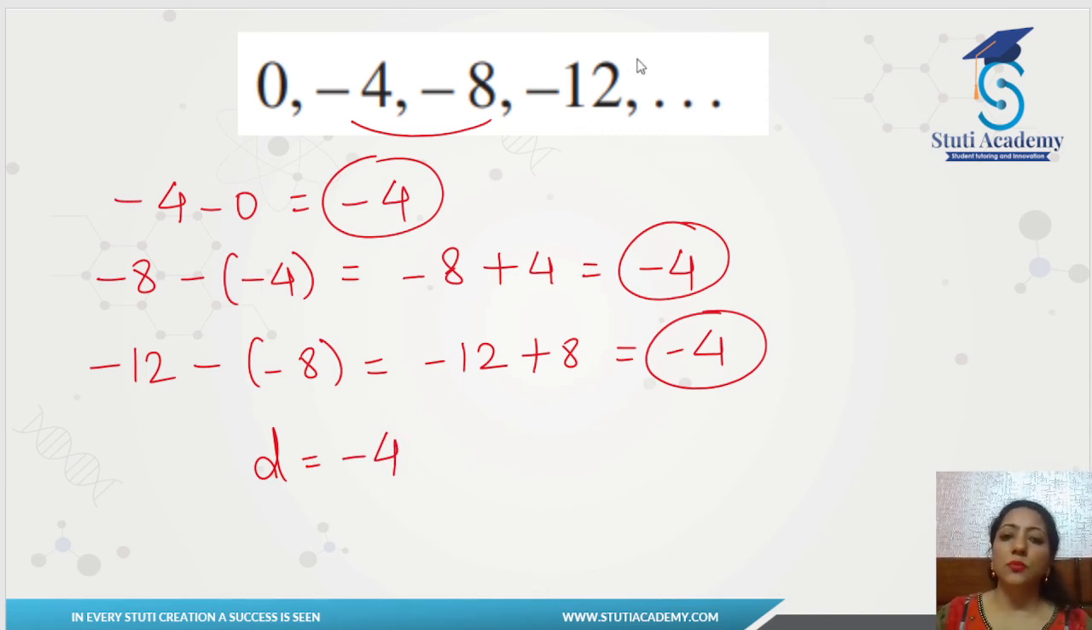And the next three terms, after minus 12, are minus 16, minus 20, minus 24.